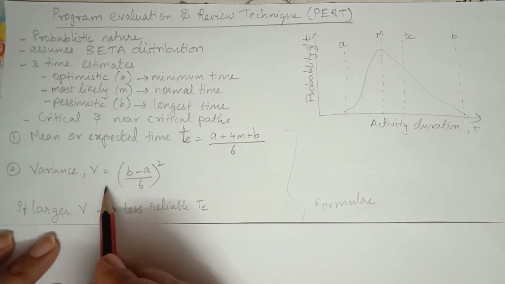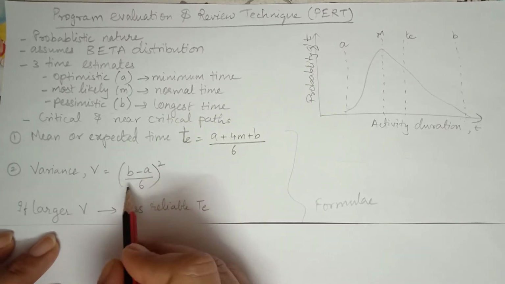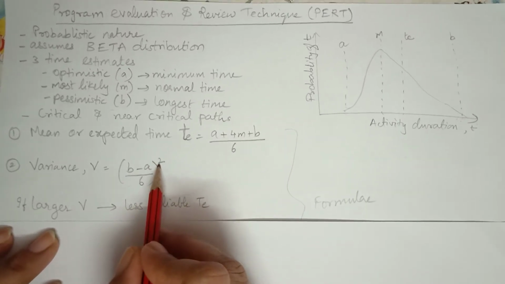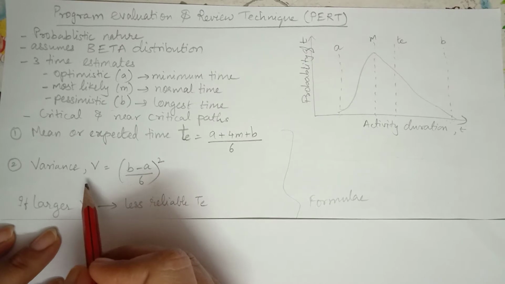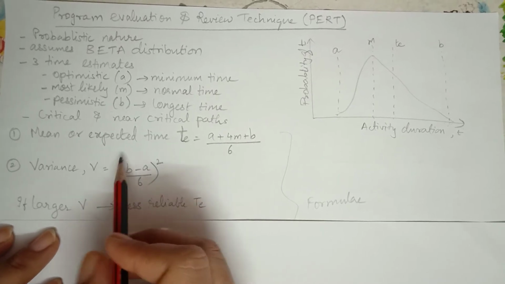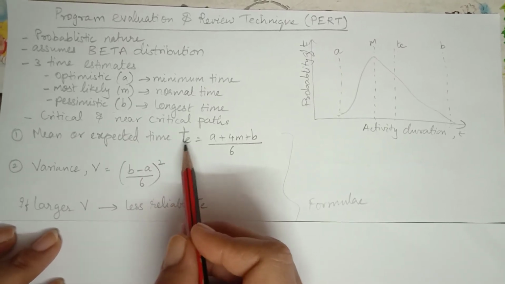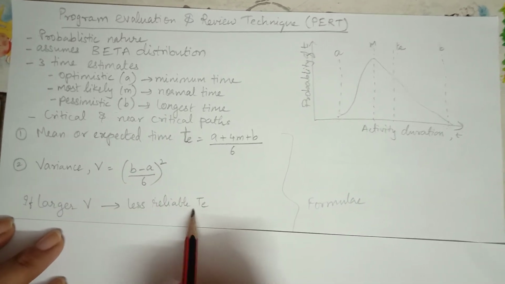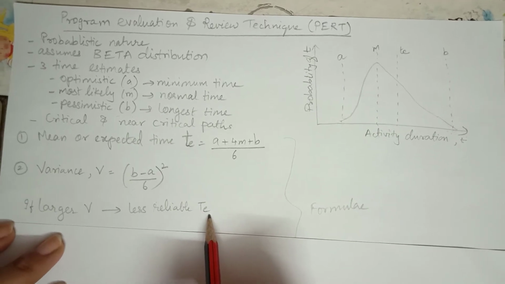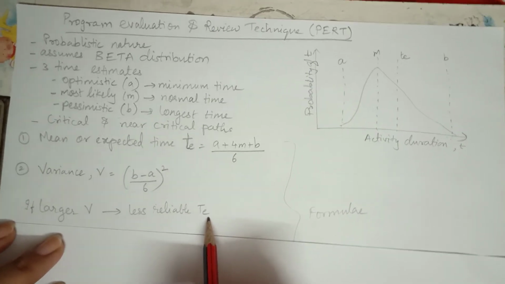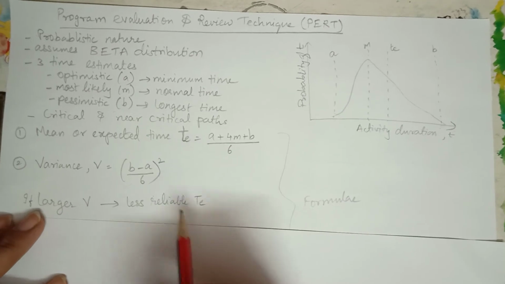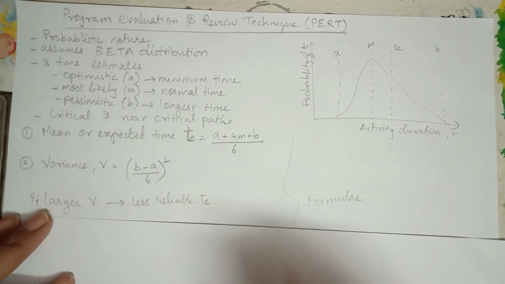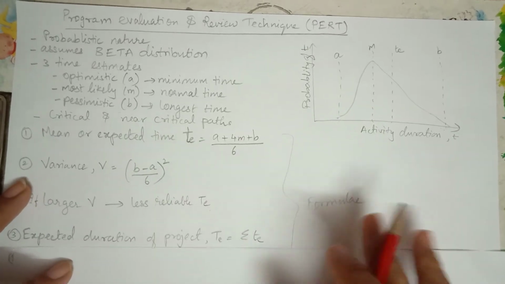Then the next is variance. Variance is expressed by the formula ((B minus A) whole divided by 6) whole square. Variance means the variation in the time estimation of a particular activity. So if the variance is very large, it indicates that the TE is less reliable. That means it is prone to be less accurate, and the project may get delayed or the activity may get delayed. So these are the main formulae.